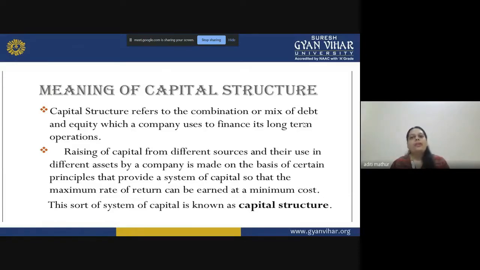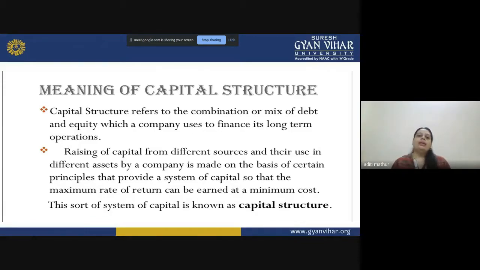Raising of capital from different sources and their use in different assets by a company is made on the basis of certain principles that provide a system of capital so that maximum rate of return can be earned at a minimum cost, right? So what we have to take into consideration, the first thing, that whenever we raise money or whatever capital structure we are having, that should suffice two important points. The first one is your maximum rate of return.